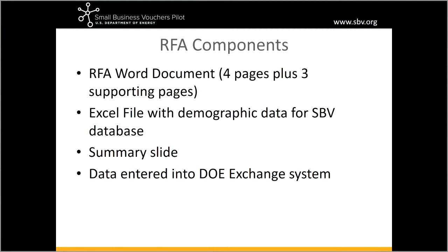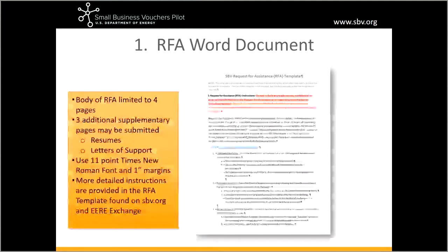And then this is new. We're asking for a summary slide, and I'll show you the template in a moment. But the idea is for you to capture the essence of the request for assistance and some of the basic demographic data in a single slide that can be looked at quickly, so that when we're communicating the details of your proposal to colleagues in the Department of Energy, we'll have that as a tool to kind of quickly describe what you proposed. And then there also is some basic data about your company, name, address, etc., that'll be included in the DOE exchange system.